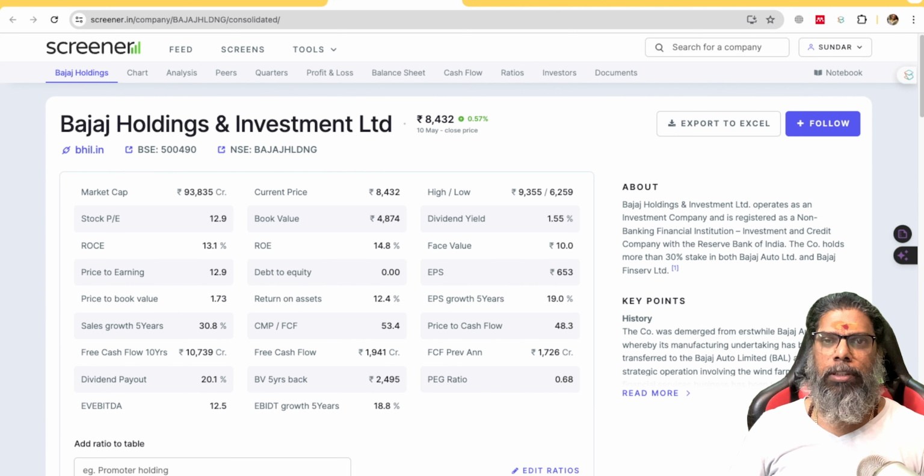Not sure why. This is a holding company, so they are holding all the Bajaj-related stocks. Based on our earlier videos, wherever I have mentioned how to do the study, please go ahead and do this. It's good. Book value is 4,000, just two times. See the book value 1.73, it's a good price.